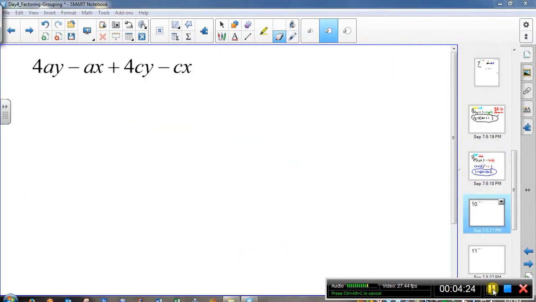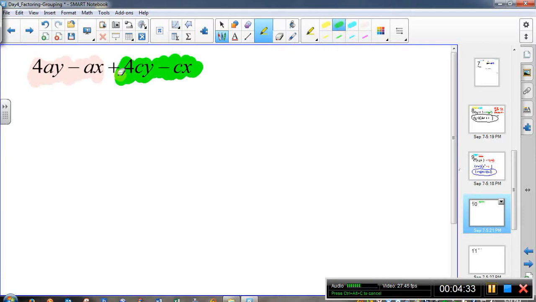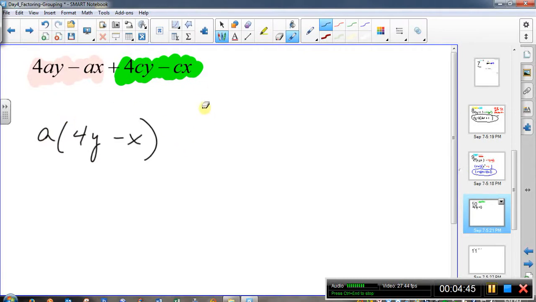In my third example here, I'm going to try doing the same thing. We're going to group the first two terms in pink and the next two terms in green, and we'll see what we come up with. If I look at the pink and try to do a GCF on the pink, I can take an a out of there. It's going to leave me with a 4y minus x. I'm going to move on to the green, but remember my goal here in the green is to come up with another 4y minus x and then see if there's some number that I can put here that's going to get me back to plus 4cy.